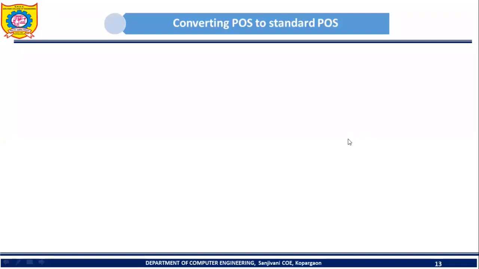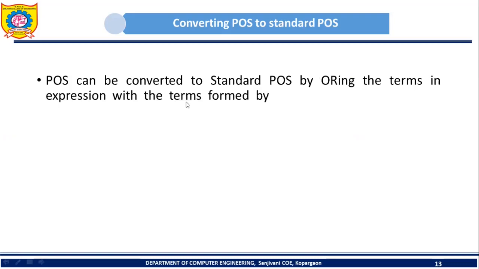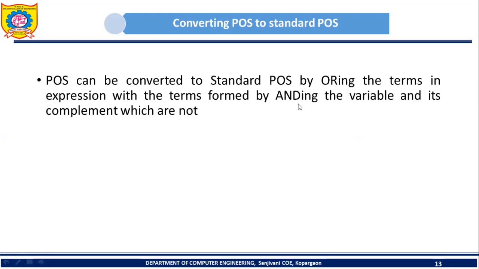So let's start. POS can be converted to standard POS by performing OR operation between the terms in the expression and the terms formed by ANDing the variable and its complement which are not present in the term.